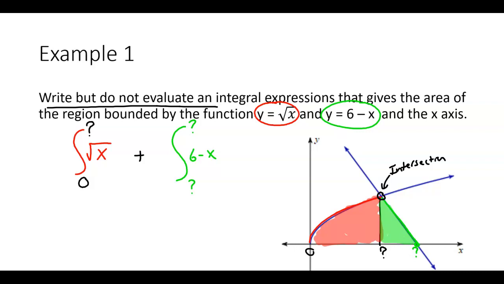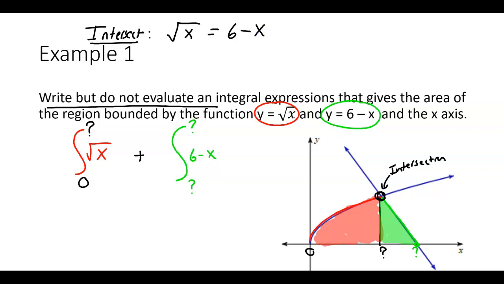How do you find where they intersect? Well, we did that yesterday. You set the functions equal to each other. So I'll label that intersect. And we're going to have the square root of x is equal to 6 minus x.